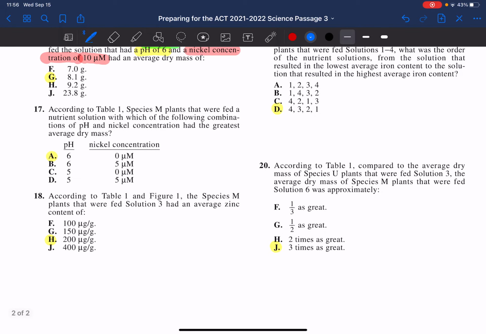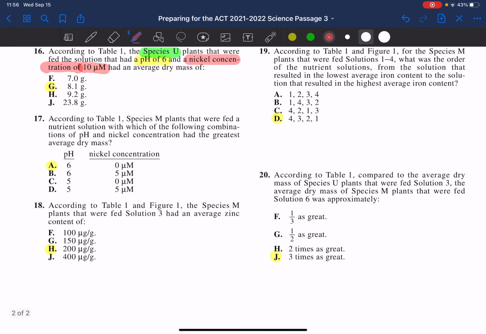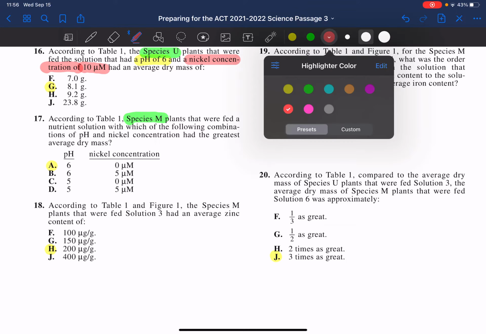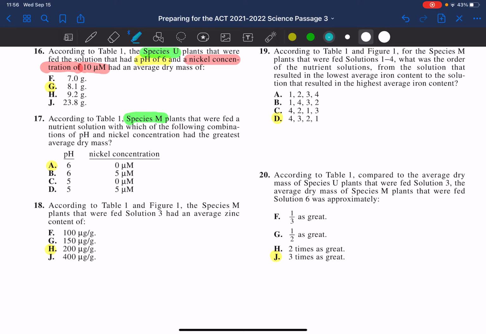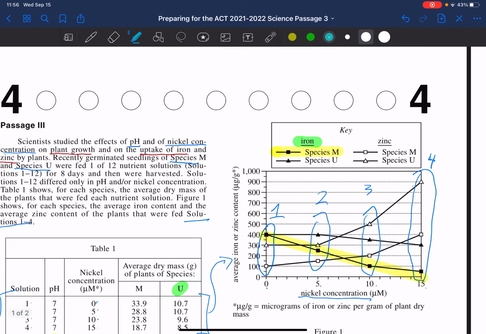Number 17, according to Table 1, species M plants that were fed, let's highlight these again. Here we're talking about species M. And we're asked for the highest, at the greatest average dry mass. So we're looking for species M, and where did they have the greatest dry mass in the table?